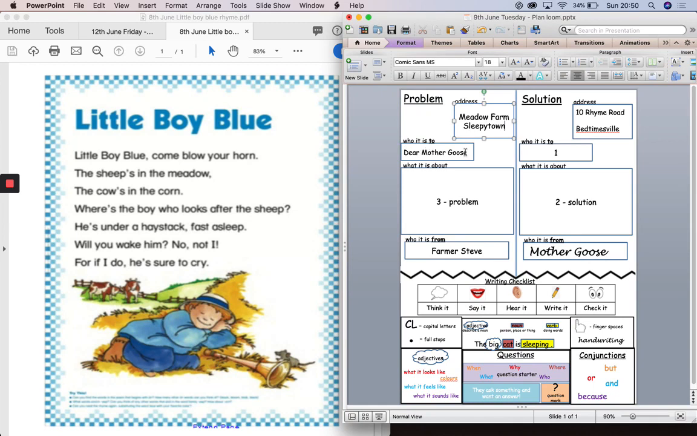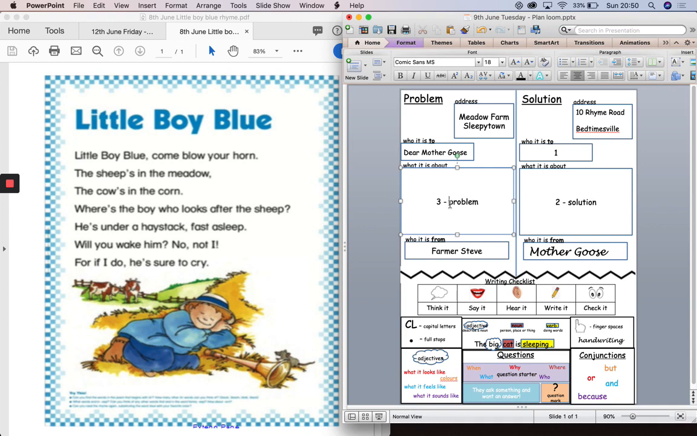There is already filled in who it is to. It's to Mother Goose. She's the one with all the solutions. So now we're going to think about the problem. Now I'm not going to write full sentences for my planning. There's a lot of planning to do in just one short lesson. So I'm just going to write a few notes to help me write my sentences tomorrow.